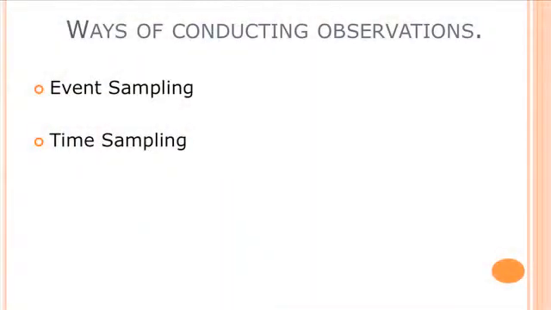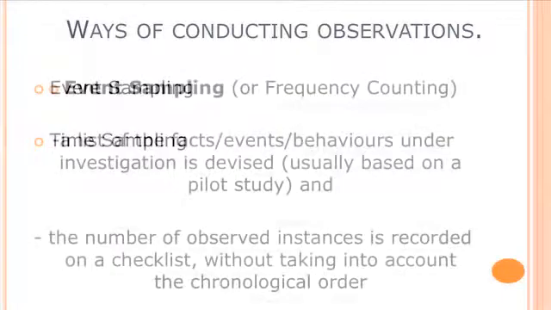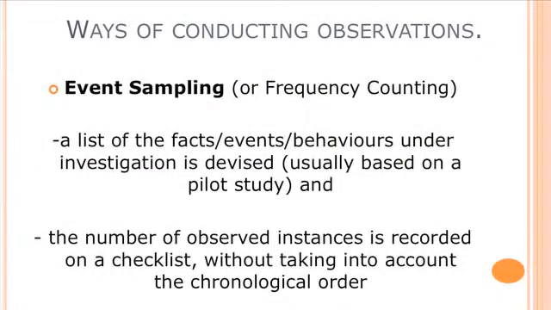Now, there are two ways of conducting observation: one is event sampling and the other is time sampling. Event sampling is where a list of facts, events, or behaviors under investigation is devised, and the number of observed instances is recorded on a checklist without taking into account the chronological order.